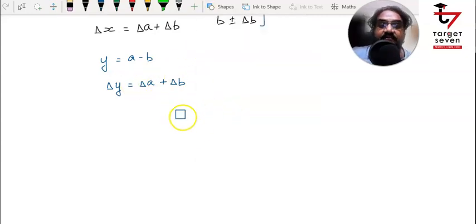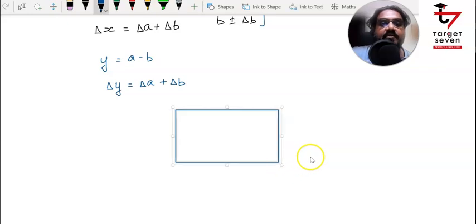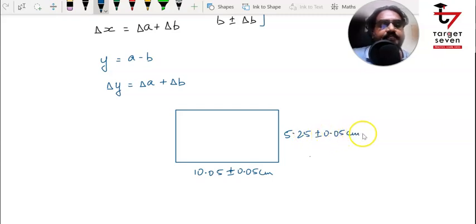consider a rectangle. A rectangle with dimensions, length 10.05 plus or minus 0.05 centimeters and the breadth being 5.25 plus or minus 0.05 centimeters. Well, if you are wondering where and how these uncertainties have popped up, we need to understand that these measurements of the length and the breadth have been made using a ruler.